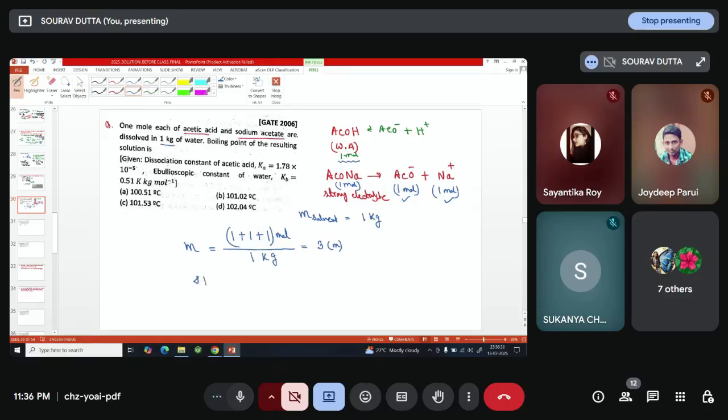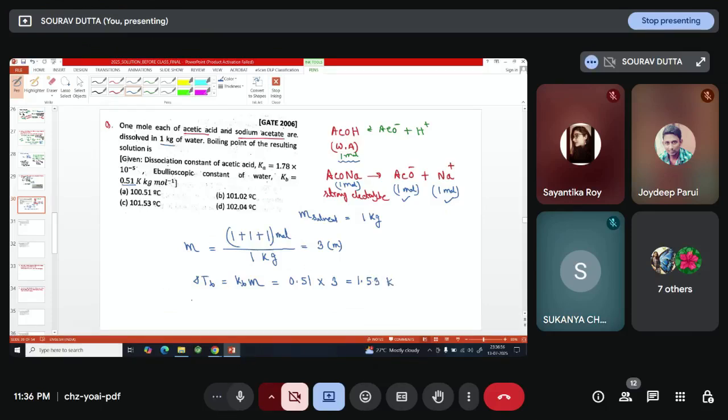Delta TB equals Kb into m. Delta TB equals Kb into m. The Kb value is given, 0.51, m is 3, so your value is 1.53 Kelvin.